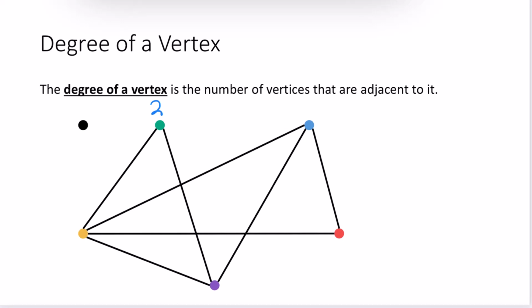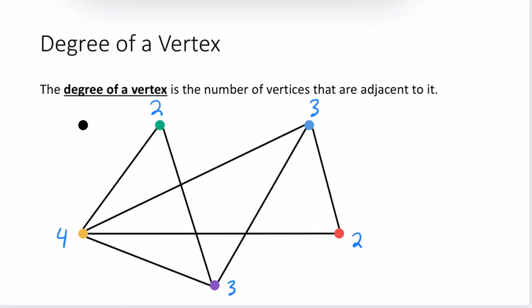The degree of the blue vertex would be 3 because there are 3 edges that leave the blue vertex and attach it to the yellow, purple, and red vertices. The degree of the red one would be 2. The degree of the purple one would be 3. And the degree of the yellow one would be 4 because it's attached to 4 different vertices.